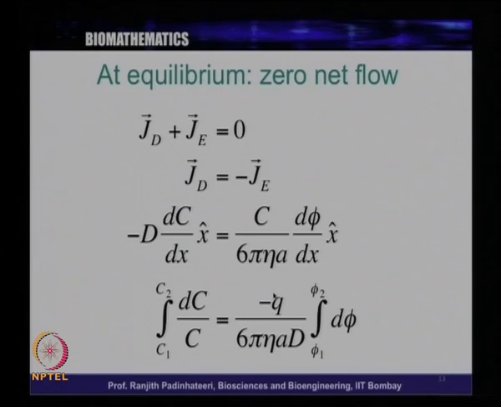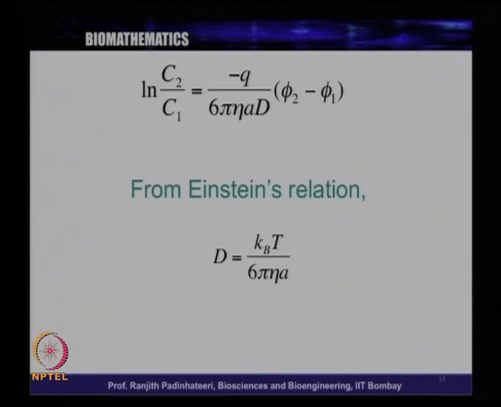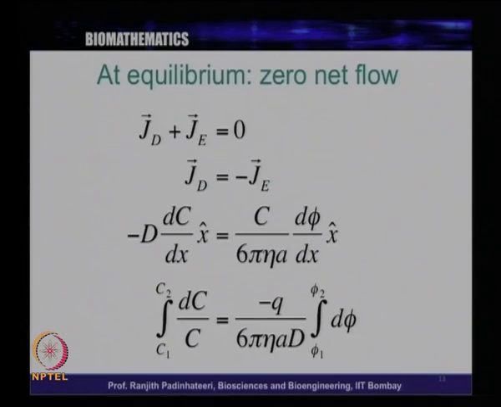So, what would this lead to? If you do this algebra, what you get is that ln C 2 by C 1 is equal to minus q by 6 pi eta a d into phi 2 minus phi 1. If you do this integral, there is a minor typo here. So, the right way to write these equations, let me write.